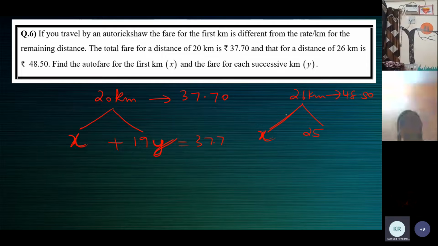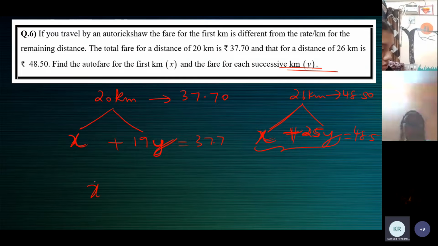For the remaining distance, 26 minus 1, 25 kilometers, he's charging you at the rate of y rupees per kilometer. So for 1 kilometer, y rupees. For 25 kilometers, 25y rupees. So for the first kilometer x, plus for 25 kilometers, it is 25y. Totally put together 48 rupees 50 paise. That's why you add.